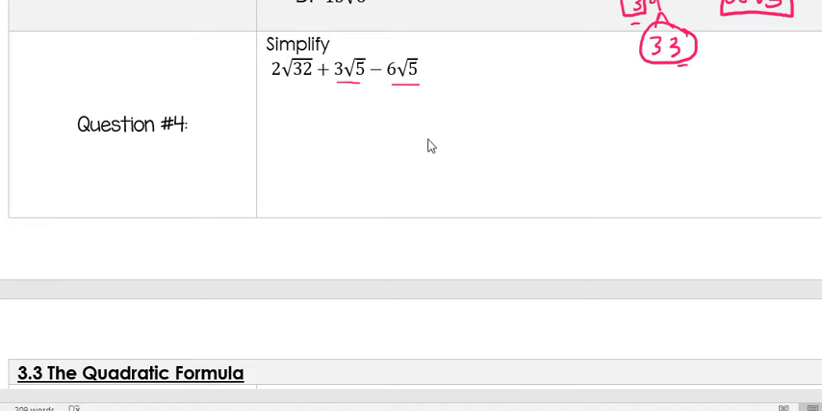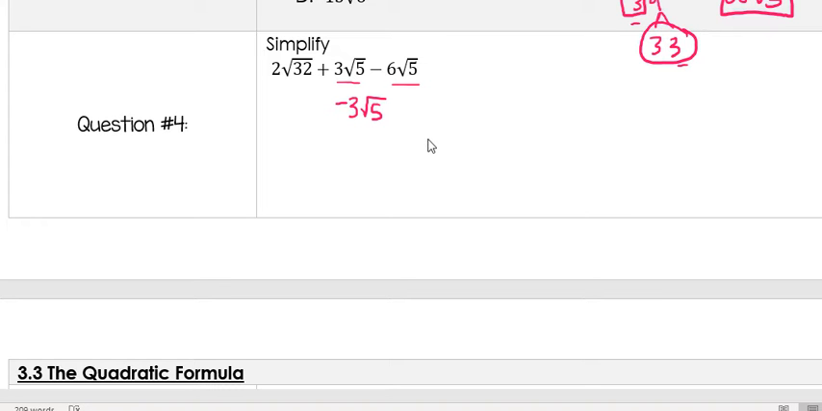So just like if they were x's and we were adding like terms, it's a similar process. When we have the same square root, or the same radicand under the root, we can add the coefficients together. So I have a positive 3 and a negative 6. 3 minus 6, that's going to give me negative 3 square root of 5 when I simplify those two, because 3 minus 6 is negative 3.